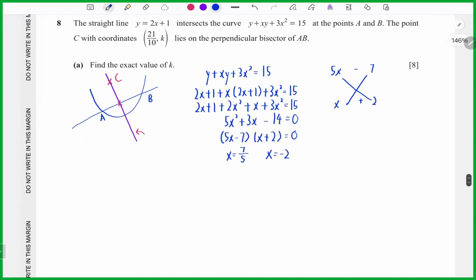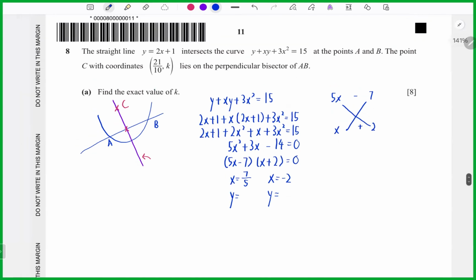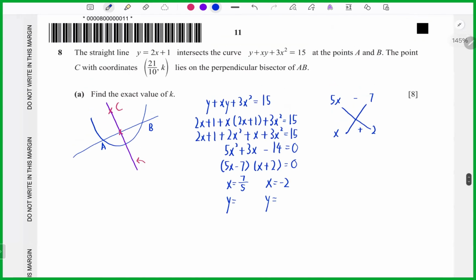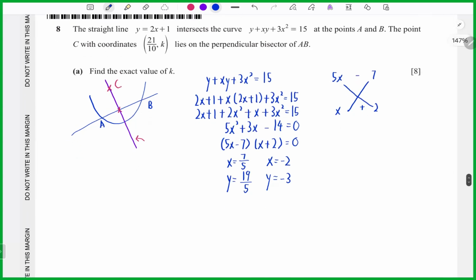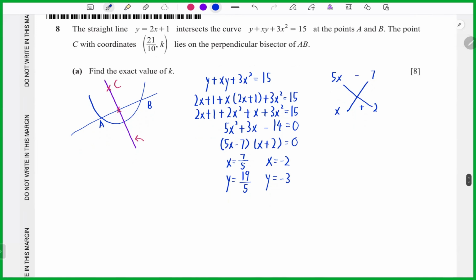Okay, so now let's try to find the y coordinates. You can use the straight line to find it. So you can take 2 bracket 7 over 5 plus 1, so you will get 19 over 5. 2 bracket negative 2 plus 1, here is negative 3. So actually you already found the points A and B.